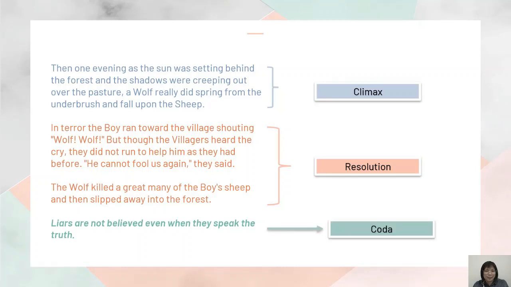This is the coda, or the moral value of the story. Remember that coda is optional. Sometimes it's there, sometimes it's not. In this story, the writer, however, wrote down the coda.